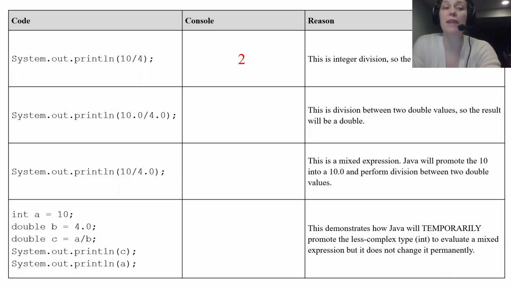The next line, you see we have 10.0 divided by 4.0. So Java reads that as division between 2 doubles, and the result will be a double.